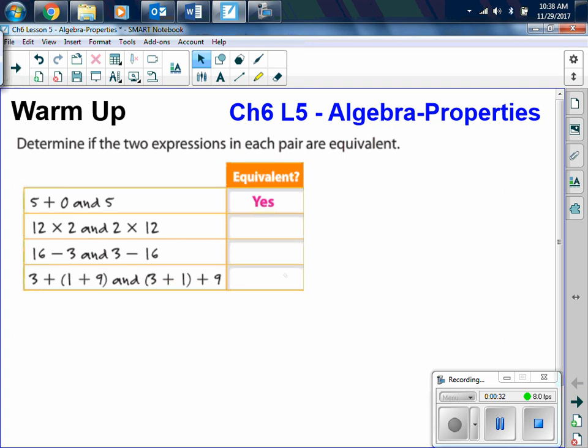Okay? So here, how about 12 times 2 and 2 times 12? Yes, they both equal 24. Very good. How about 16 minus 3 and 3 minus 16? No, those are not equivalent. Very good. And then how about 3 plus the quantity 1 plus 9 and the quantity 3 plus 1 plus 9? Yes, those are equivalent. Both of them equal 13. Very good.